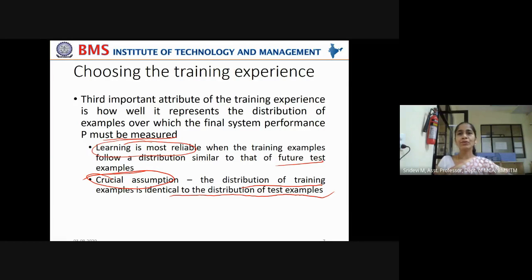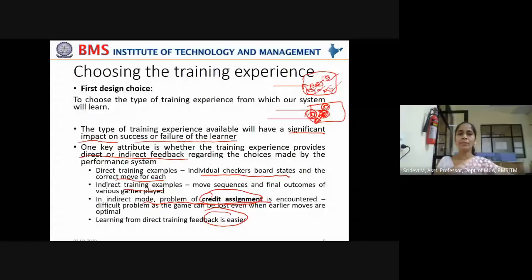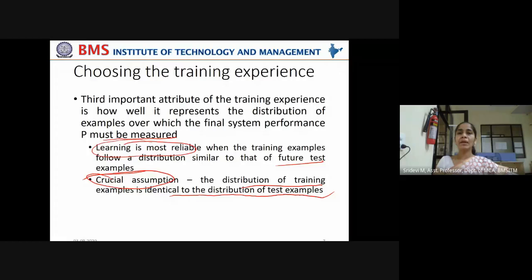That is how to choose a training experience. So what topics have we covered under this? What type of training experience a system may get, direct feedback or indirect feedback, and what type of control it has on the training experience that is being acquired, whether partial control or complete control, and what type of distribution it is training upon, whether it is being evaluated on the same type of distribution. Evaluated means tested.